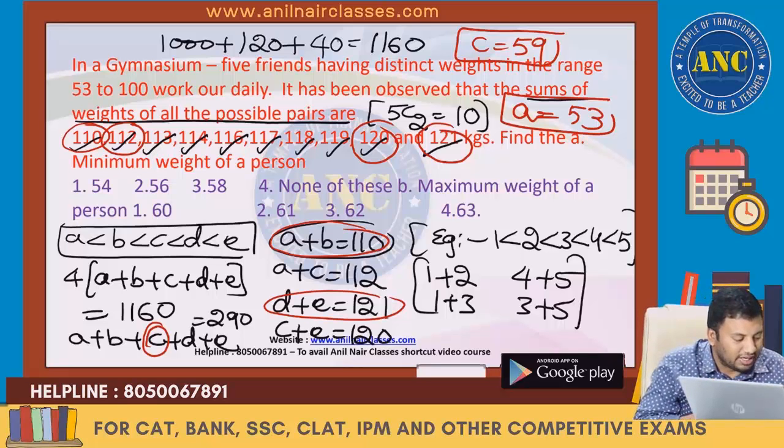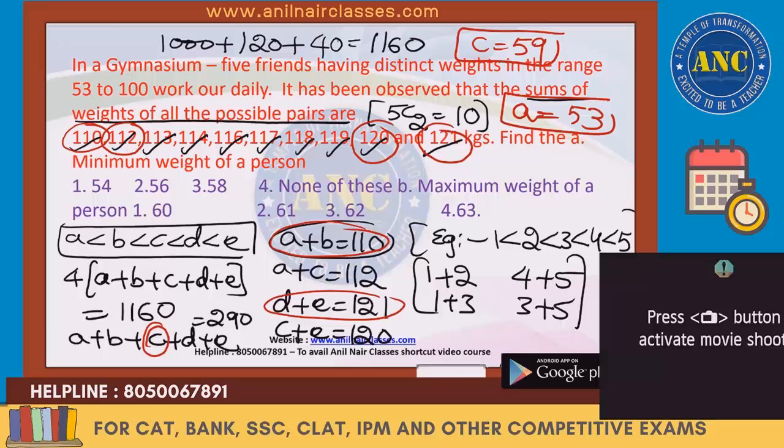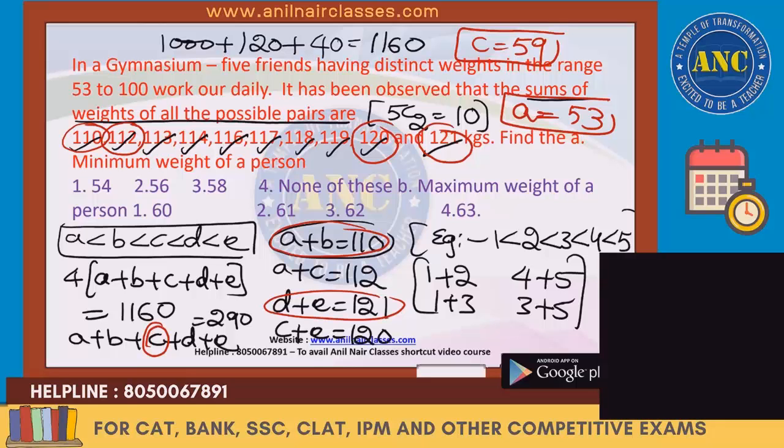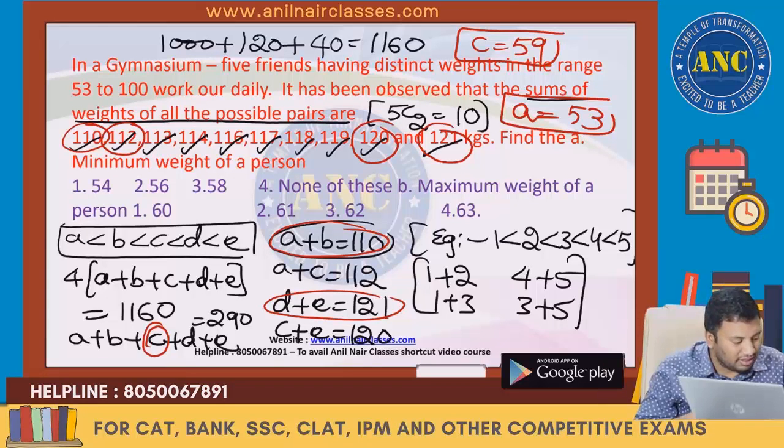Even if you do, please check if the calculation is correct. If the calculation is correct, our answer will be correct. Let us do 110 plus 112 plus 113, I don't want to go calculation wrong, plus 114 plus 116 plus 117 plus 118 plus 119 plus 120 plus 121, which is 1160. A plus B plus C plus D plus E is 290.